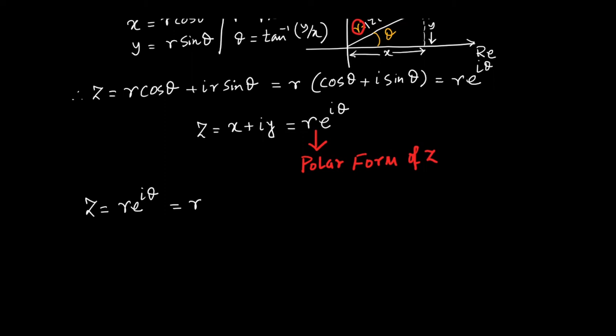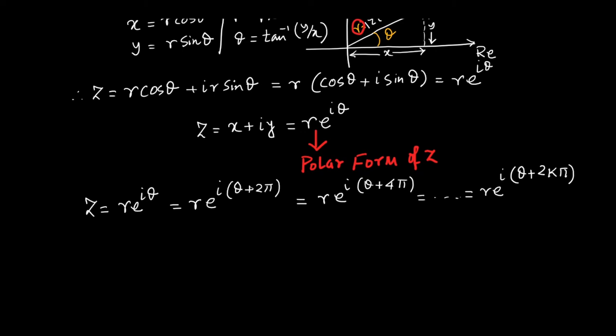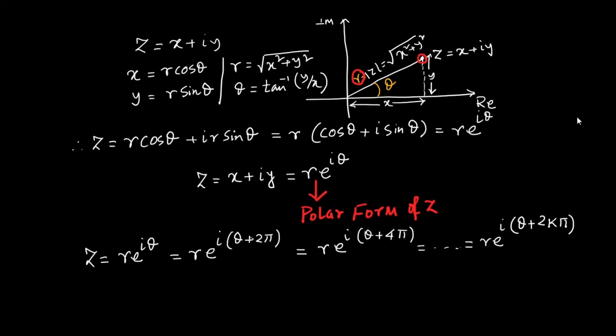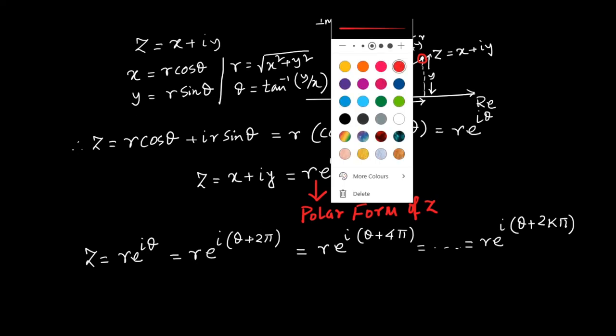That can again alternatively be written as r e to the power i into theta plus twice pi. That can alternatively be written as r e to the power i into theta plus 4 pi in particular, or it can be written in general as r e to the power i into theta plus twice k pi. That means the angle that is represented by theta for a particular complex number z.